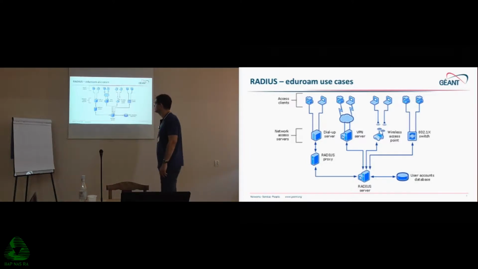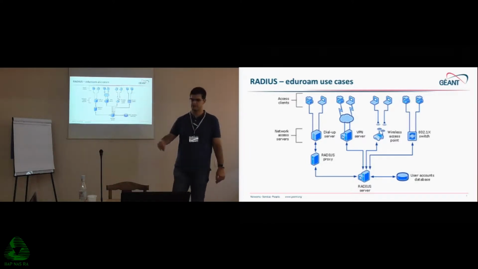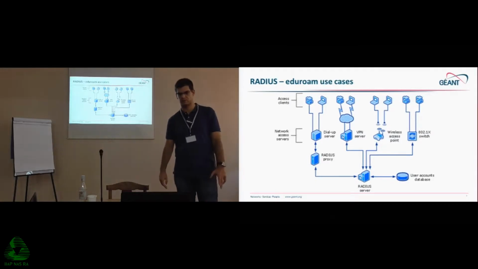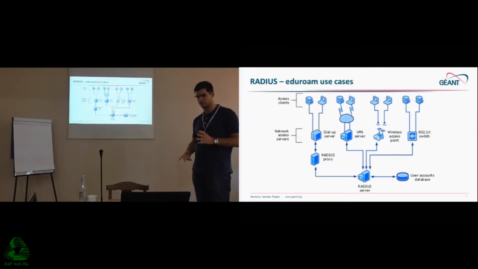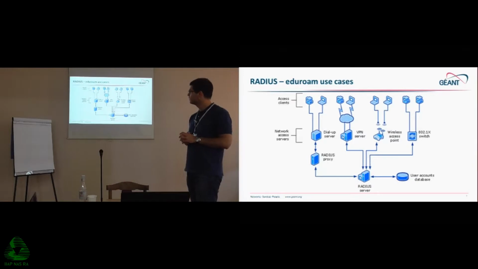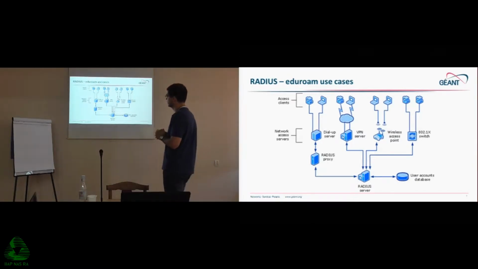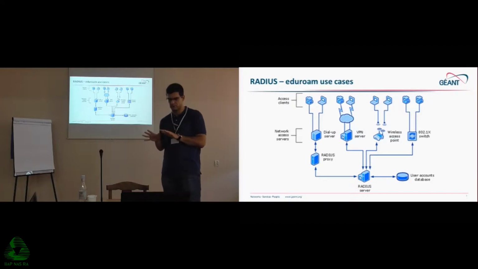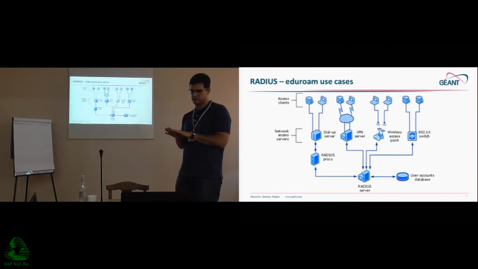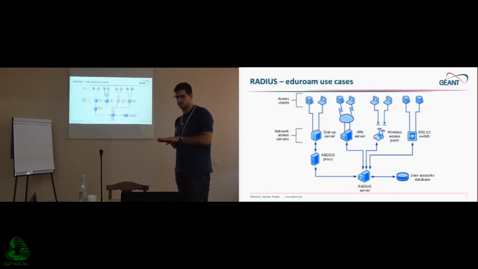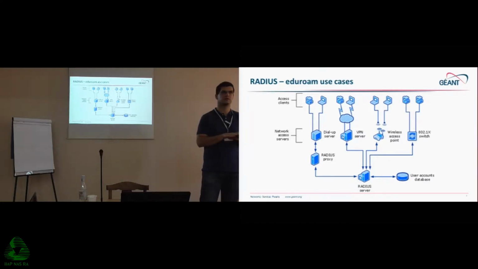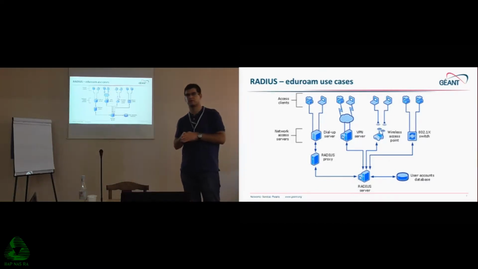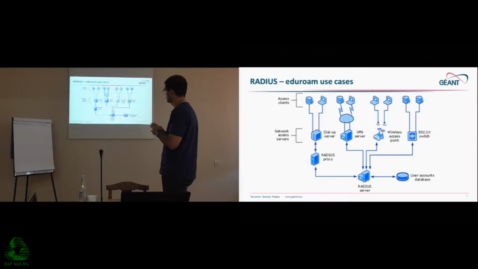Radius also can be used for VPN servers. For example, as we're also lacking a bit of human resources, we're trying to use as much of equipment and configuration as we can. So we practically cloned the eduroam hierarchy and deployed it for our VPN service. So that's something you should maybe think about also.